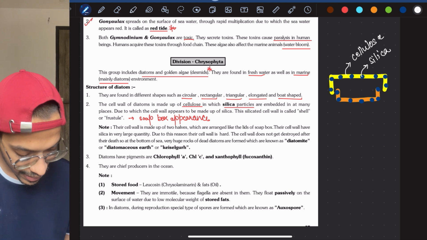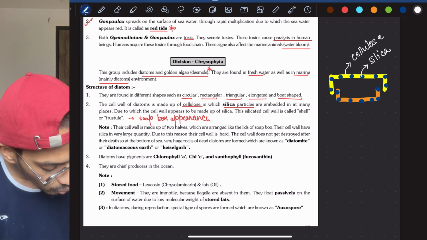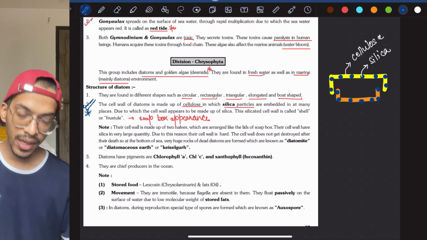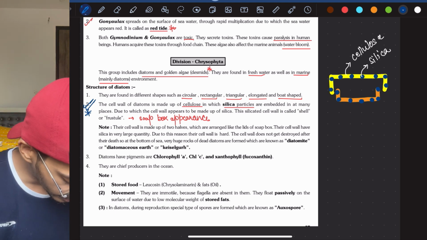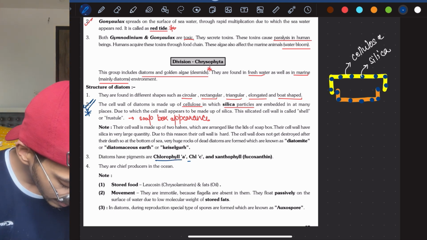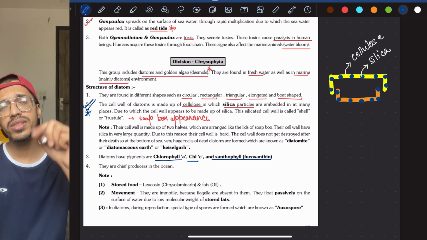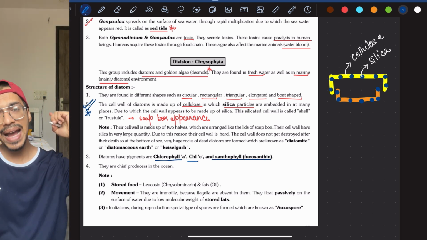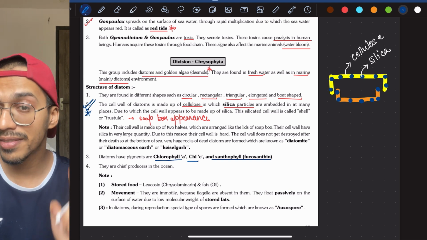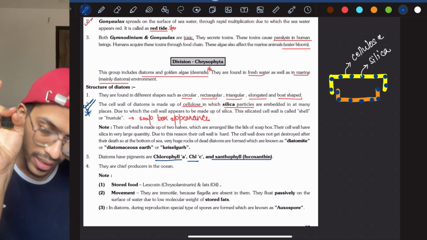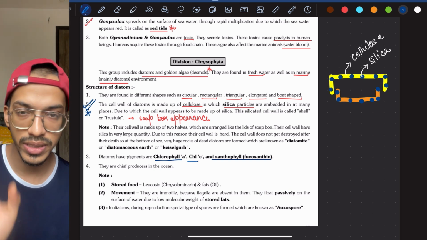So this is explained over here, which is super important for you to remember. Okay, now the pigments present there are chlorophyll A, chlorophyll C, and xanthophyll. And here the xanthophyll is fucoxanthin. Remember this fucoxanthin, because it will come back again in the algae chapter, and this is a link between them: the chrysophytes have xanthophylls made up of fucoxanthin.